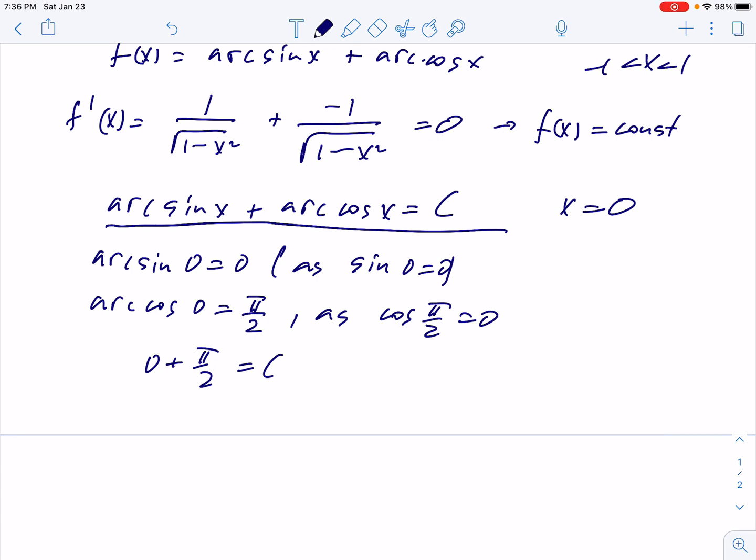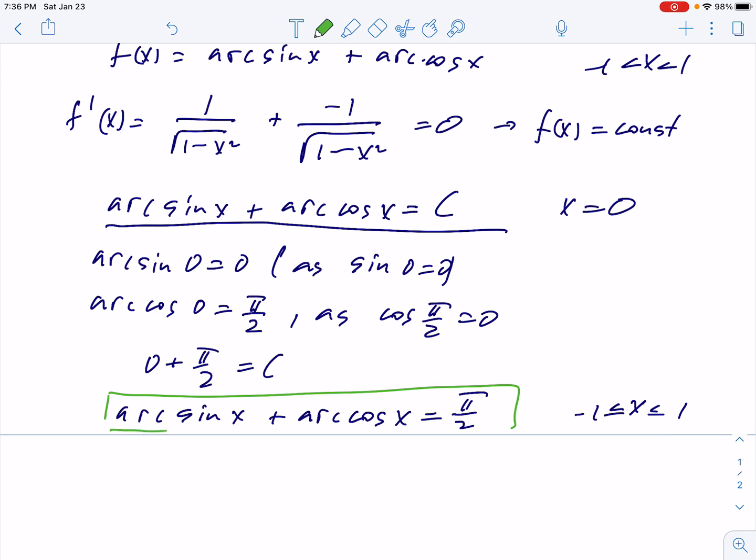And we come to a very interesting identity. Arc sine x plus arc cosine x equals pi over 2. And this is true between -1 and 1. This function is constant, and it has this value. Here we have our identity.